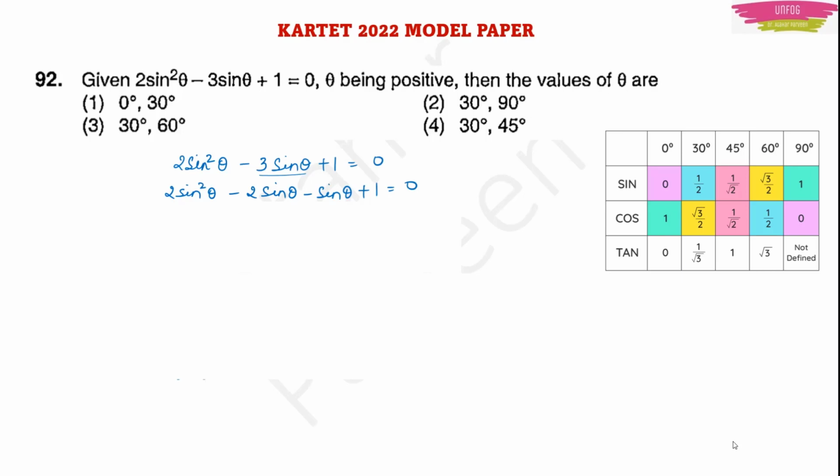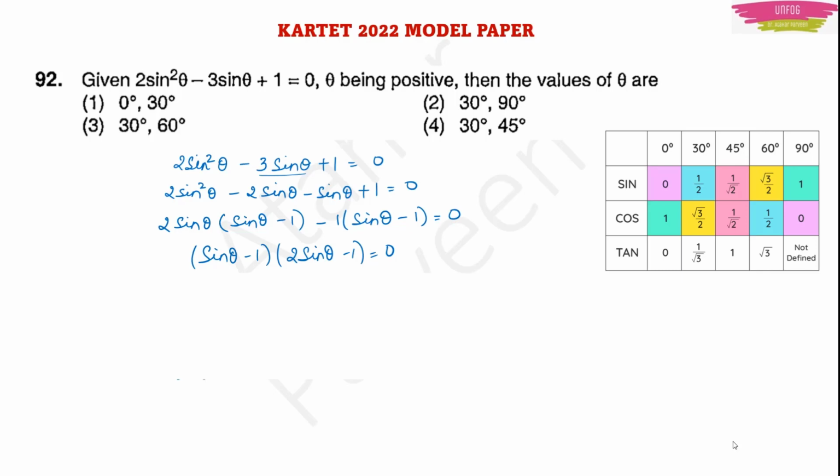Minus 2 minus 1 will be equal to minus 3. So you can split minus 3 sin theta into minus 2 sin theta minus sin theta. Then what you do? You use it like a quadratic equation. What you do for a quadratic equation? You do some factorization, right? That you have to do here.